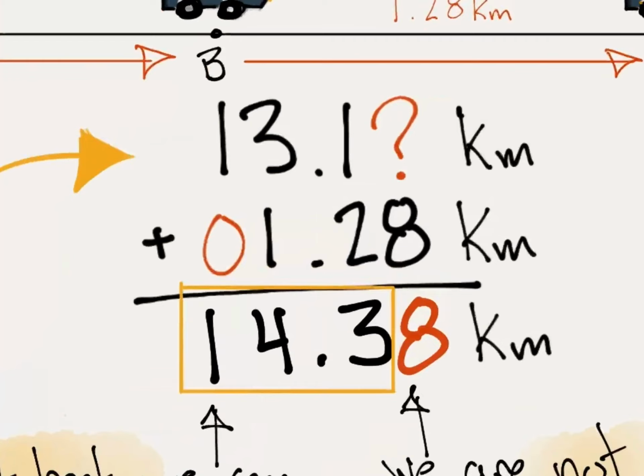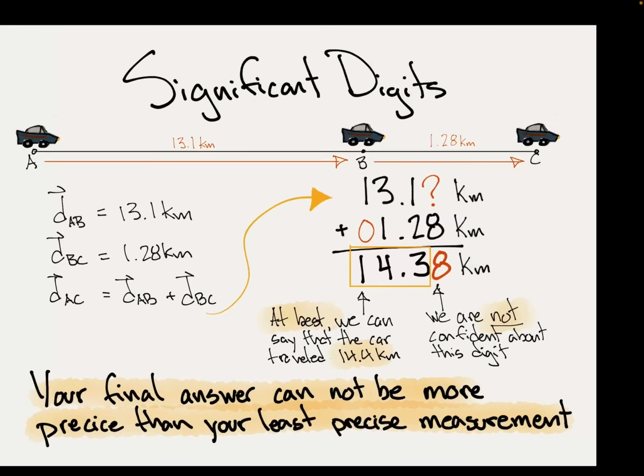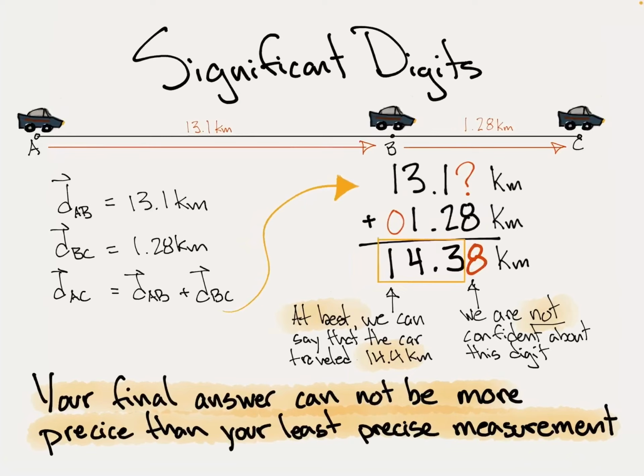So we can only have an answer to the same decimal place as our least precise measurement. It means that we can't go beyond that 10th position. So 14.3, we're going to use that fuzzy 8 to round up to 14.4, and that is as good as we can do. That is our answer. So when it comes to significant digits, when adding or subtracting, your final answer cannot be more precise than your least precise measurement.